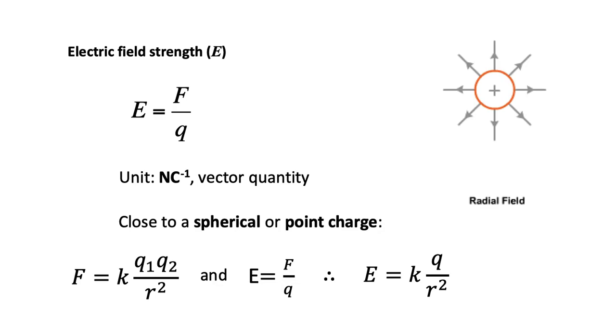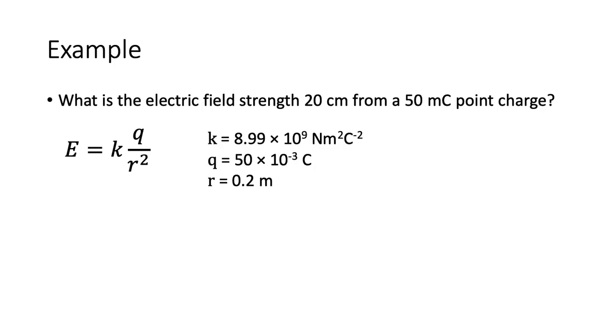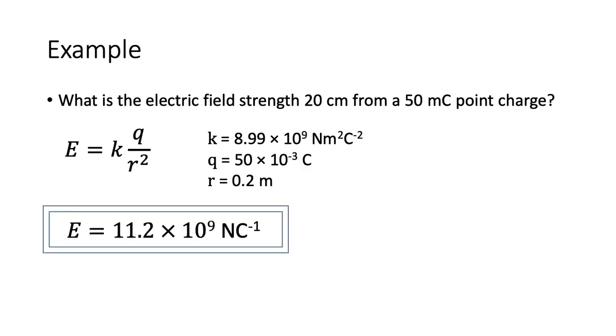For example, what is the electric field strength 20 centimeters from a 50 millicoulomb point charge? Equation: electric field strength equals kQ over r squared. k is Coulomb's constant, Q is 50 times 10 to the minus 3 coulombs, and r equals 0.2 meters. Remember that we have to keep things consistent in terms of our units, so if we're using k in newton meter squared per coulomb squared, we need everything in coulombs and meters to give us an answer in newtons per coulomb. Plug in the numbers, do the calculations, and you get 11.2 times 10 to the 9 newtons per coulomb.